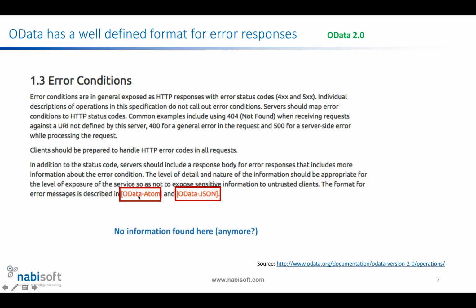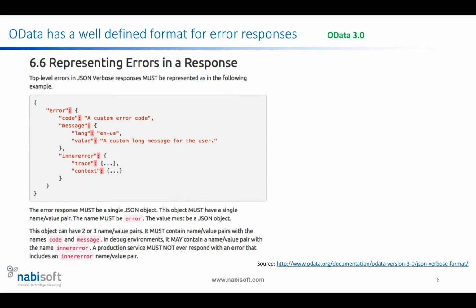However, if you press this one item here, you will see that this document doesn't exist anymore, and the other document does not even contain the word error. So there is nothing. So it's lost information, I guess. Okay, let's give it a try and search for OData 3 error responses. And this is what you will find, and that's great. This is exactly what we want.